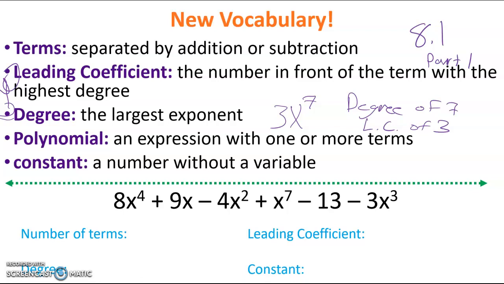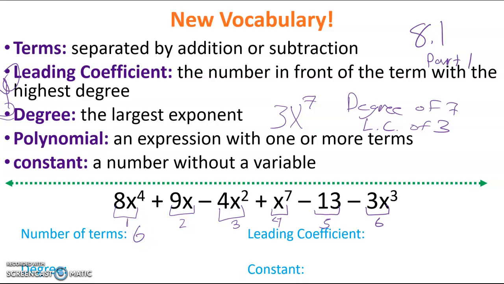So for number of terms, all I'm looking for is anything that's separated by an addition or subtraction sign. So 8x to the fourth, addition sign, okay. Next one, the whole thing counts as one term, so 1, 2, subtraction sign, and then 4x squared, all that counts as 1, so that's 3. Plus, and then x to the 7, so that is 4, negative 13 is 5, even though there's no x, that still counts as a term, and then the 3x cubed, 6, all right? So I have 6 terms.